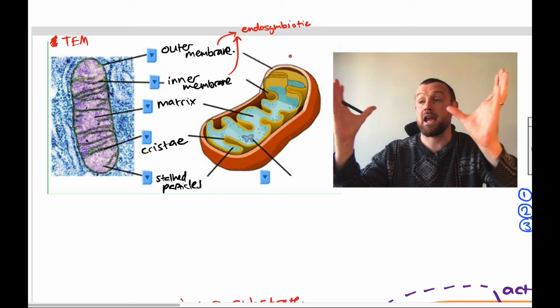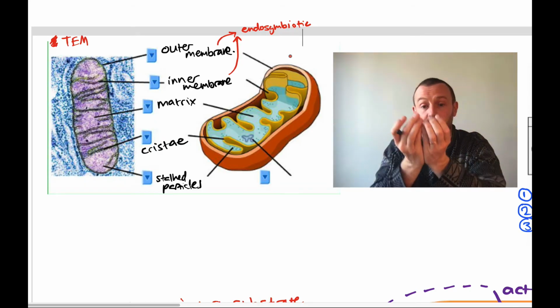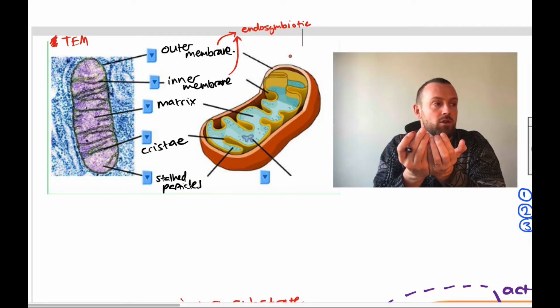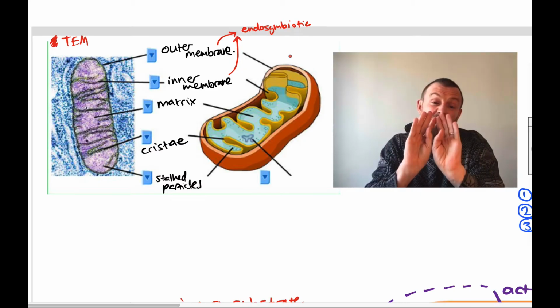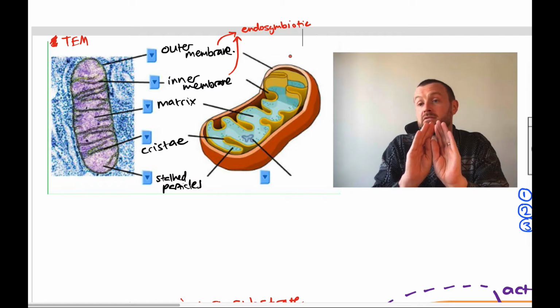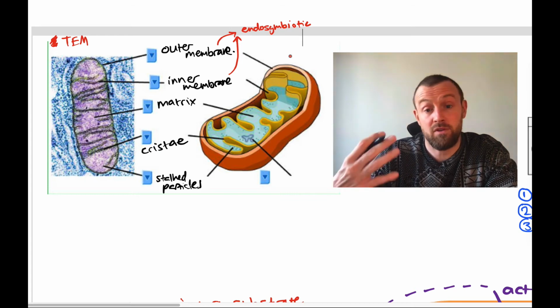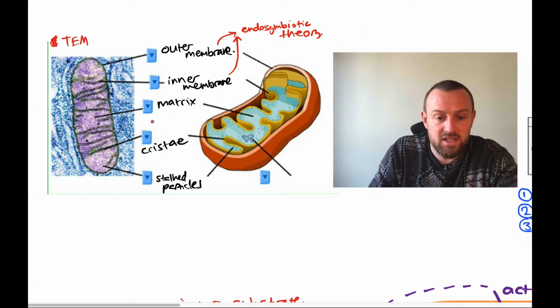And instead of taking it in a phagosome or a phagocytotic vesicle and fully digesting it, it was just kept in the phagosome. So the two membranes, the outer one was the phagocytotic vesicle, if you like, and the inner one was the membrane of the original bacteria, but then digestion never occurred, and these bacteria just ended up living in our cells, providing us with lots of ATP. So endosymbiotic theory, we can link to that. The matrix, packed with enzymes.